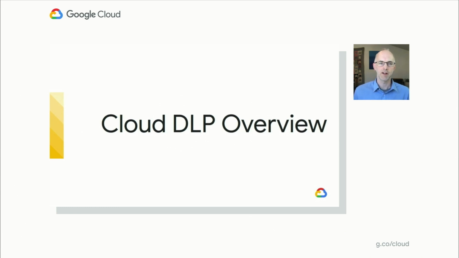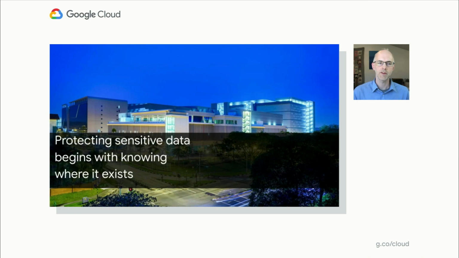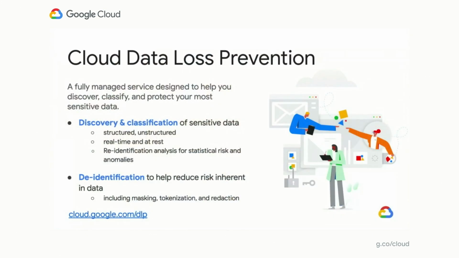So first, an overview of our data loss prevention platform. First, we feel that protecting sensitive data really begins with knowing where that data exists. And so one of the core features of our platform is discovery and classification. Our data loss prevention platform is a fully managed service that helps you discover, classify, and protect your most sensitive data. And we do this through discovery, classification, as well as a set of tools called de-identification, which is a way to transform or mask sensitive data. And this platform is built to work on structured data, unstructured data, as well as workloads that might be in real time or at rest or in batch.